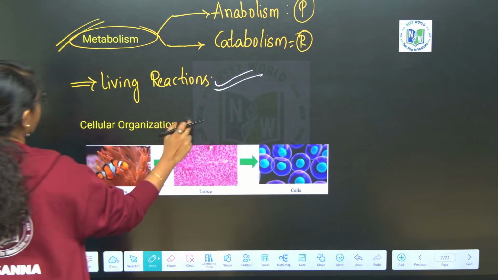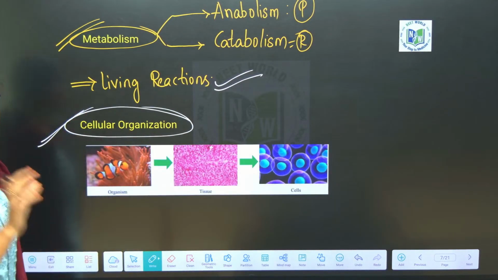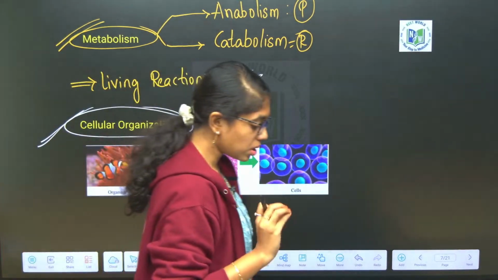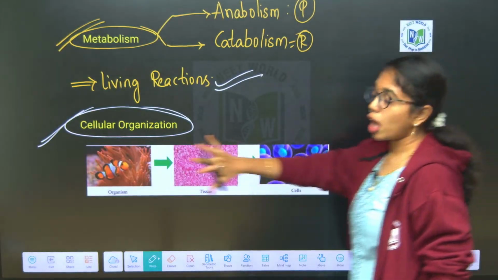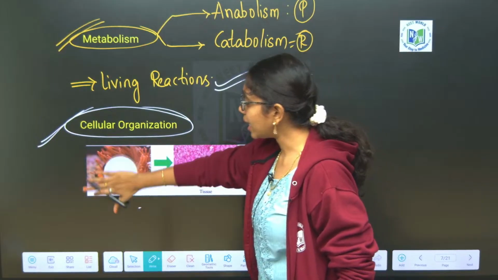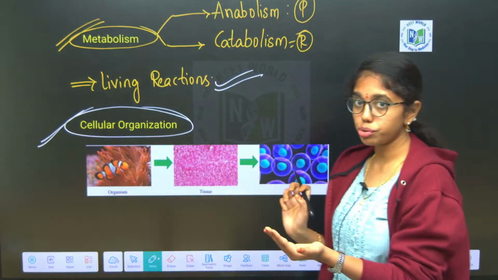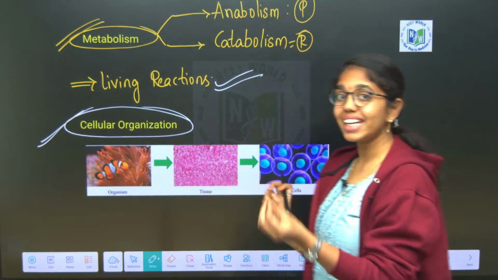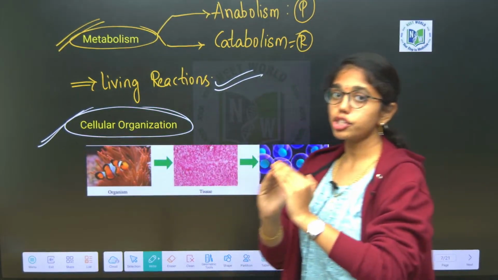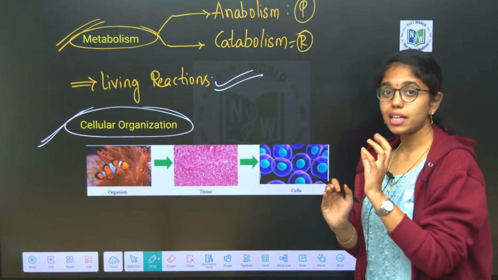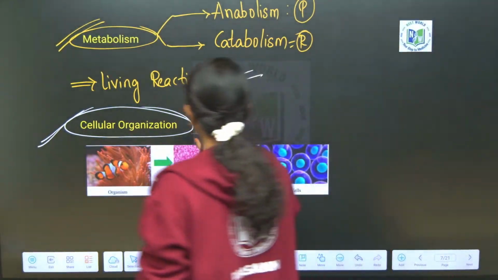Cellular organization. Cellular organization is the defining feature of the living. What is this cellular organization? An organism is formed by the underlying interactions of the tissues. How are tissues formed? Tissues are formed because of the interactions of the cells, and cells are formed because of the underlying interactions of cellular organelles, and cellular organelles will have the interactions of what? Molecular components. This is cellular organization.